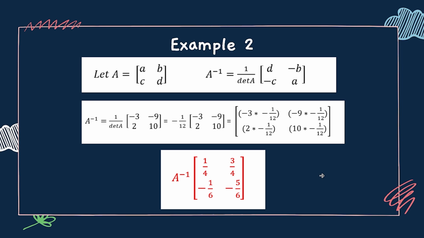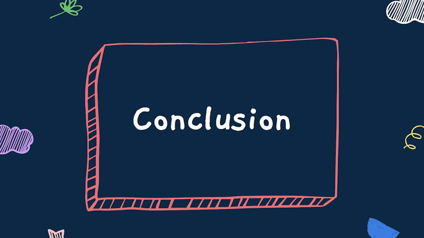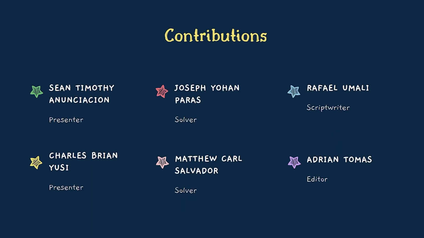So that's how we solve this problem using the determinants. For our conclusion, finding the inverse of a 2x2 matrix using determinants is an efficient way to solve a system of linear equations. By understanding the definition of a 2x2 matrix, the definition of an inverse of a matrix, and how to calculate the determinant of a 2x2 matrix, we can solve a word problem involving a system of linear equations using any method. So here is the full roster of our group.